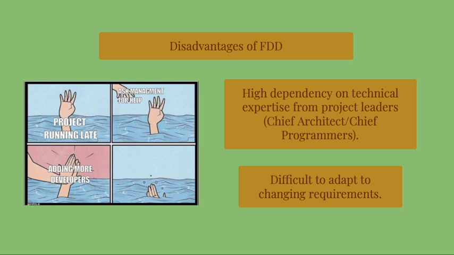Because of the processes of feature-driven development, it can sometimes be hard to adapt to changes. There can inevitably be a lot of dependencies that happen through the building of the features, because if a feature becomes behind, then the features that are supposed to come after that will also become behind.